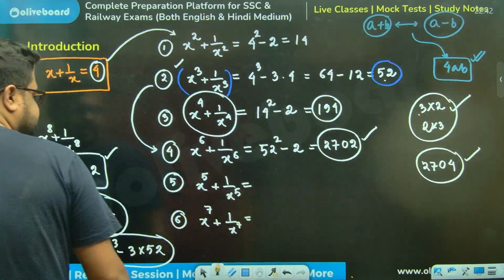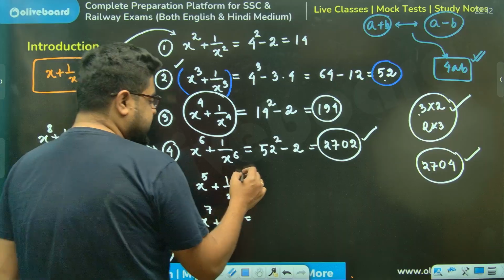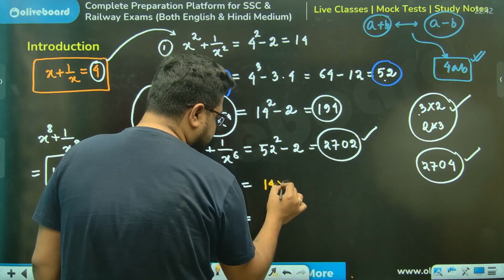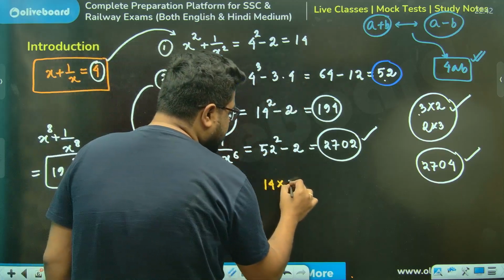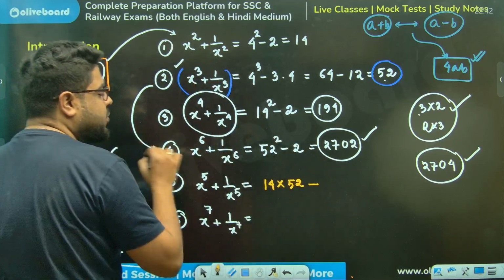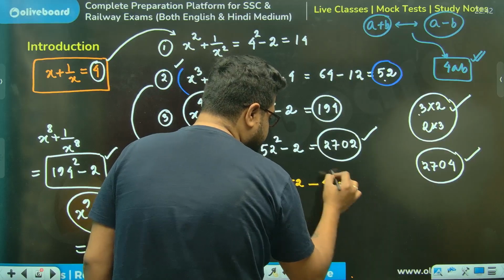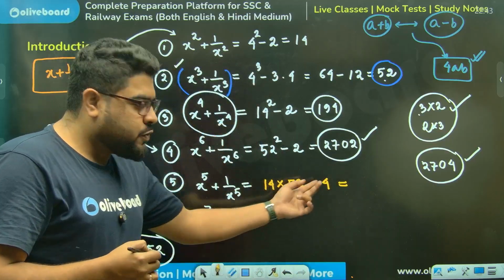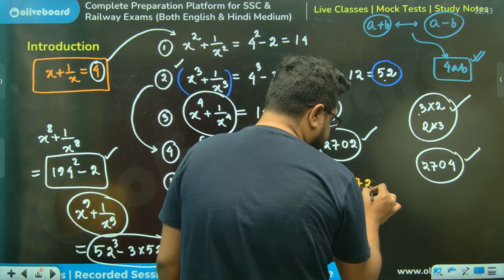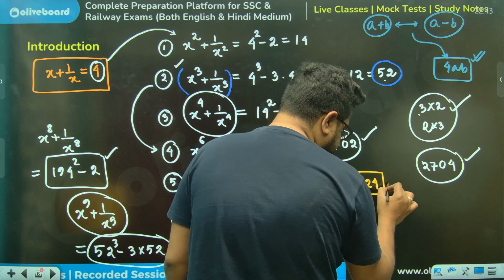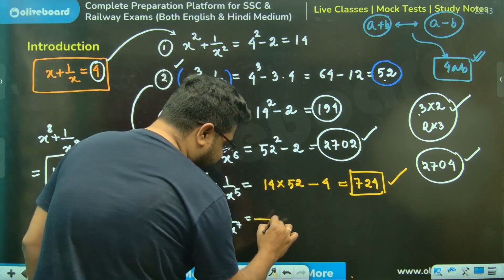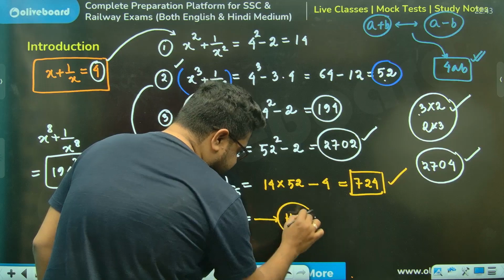So let's utilize this and figure out to the power 5. Sir, x squared plus 1 by x squared we know to be 14, into x cube plus 1 by x cube we know to be 52, minus x plus 1 by x we know this to be 4, sir. Sir, 14 into 52 is 728, minus 4 will give you 724. That's your answer. And the last one I will give you guys as your homework for this particular video.